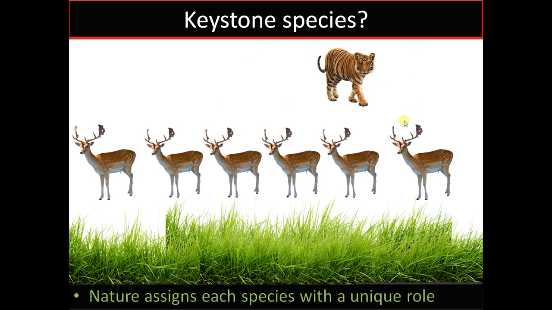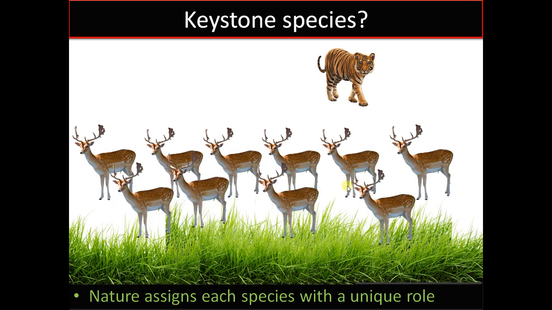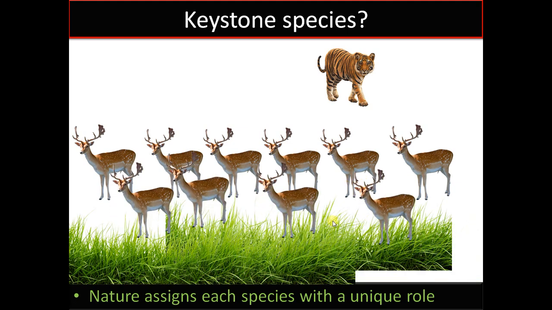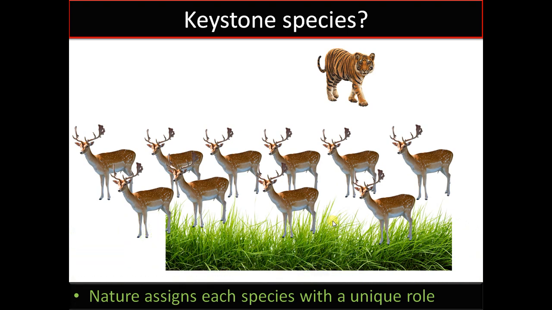So the number of tigers is reduced. So normally when the number of predators has reduced, that will definitely impact the population of the prey or the primary consumers. The number of deer population increases. As a result, it will overgrace the ecosystem so that the primary productivity is very much disturbed, ultimately causing a trophic cascade, a catastrophe, a complete disaster of the ecosystem. So this is just for the sake of an understanding.